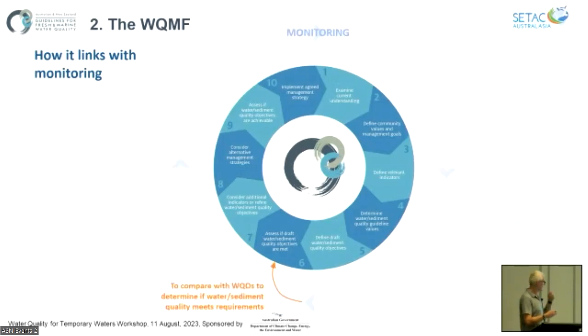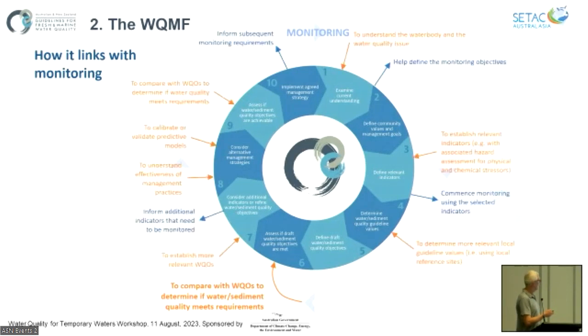So we can have a look here. The first obvious one is that your monitoring data feeds in at step 6 when you're actually doing your water and sediment quality assessment. And that's probably the main one that people would tend to think of. That's when your monitoring data is being used. But in actual fact, there's a whole bunch of other interactions as well, and this probably isn't even an exhaustive list. So, for example, at steps 1 and 2, the information and understanding that you gain there actually helps you define what your monitoring objectives are.